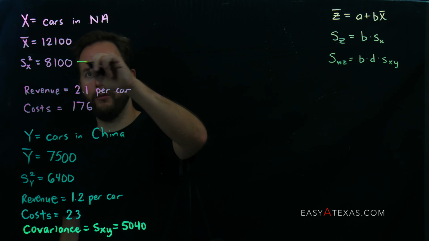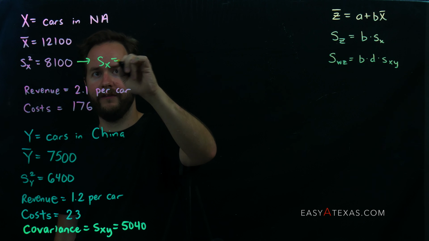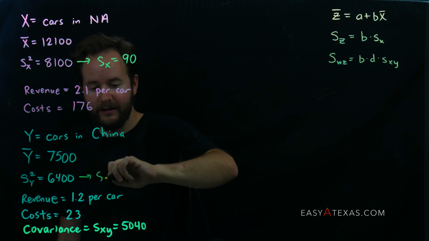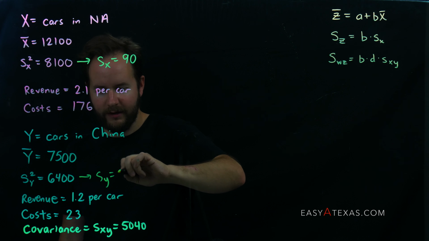We sometimes prefer working with standard deviation. So I'm going to go ahead and take the square root of both of these numbers to get standard deviation. So that means sx is 90 and sy, the standard deviation of y, is 80.